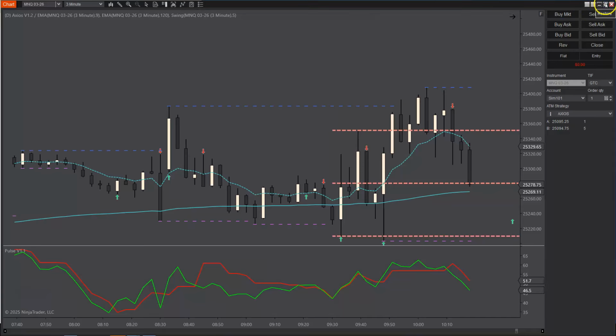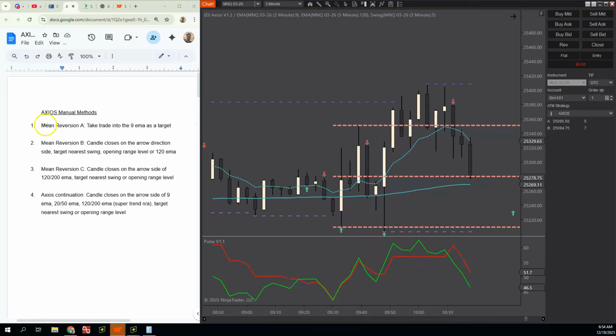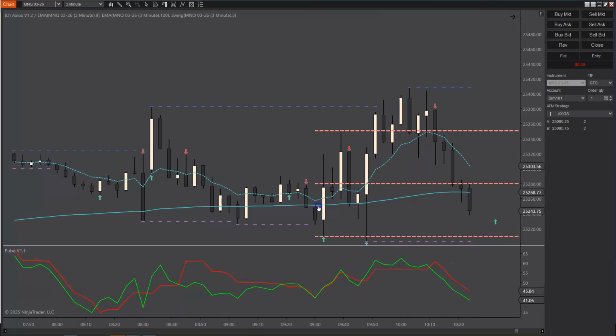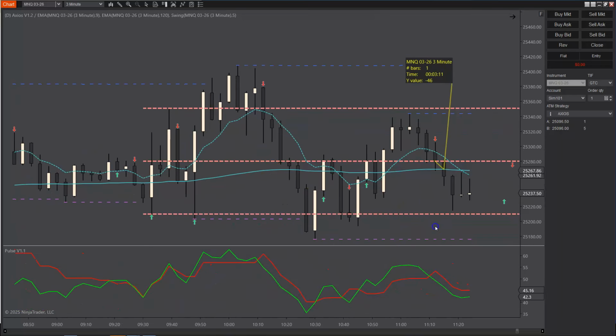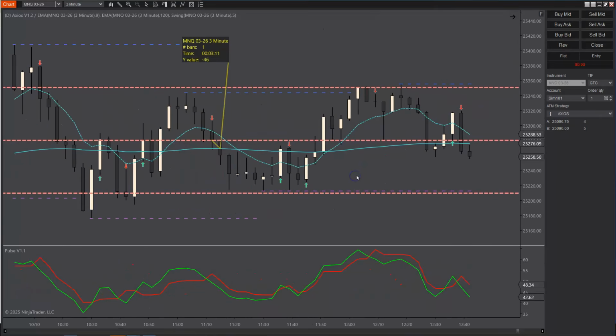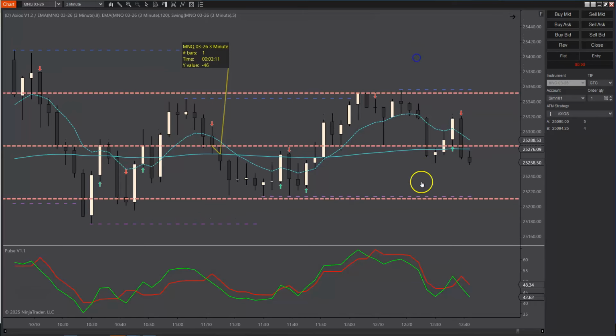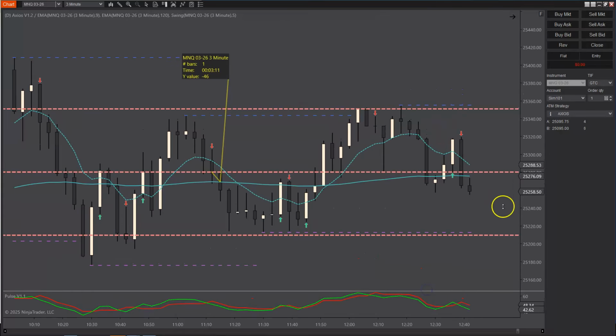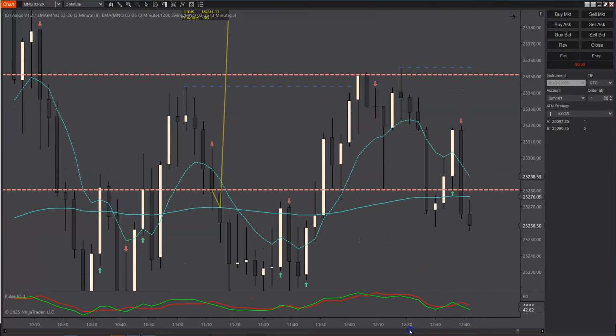Maybe we should look for, let's do it like this, the Mean Reversion A trade. So this is taking a trade into the 9 EMA as a target. What we need to look for is either a red arrow or a green arrow that closes the candle far away. This one kind of does. Oh, that's fine. If it's like 40 ticks minimum, I'll go for it. So, Mean Reversion A trade. I'll find another example too.